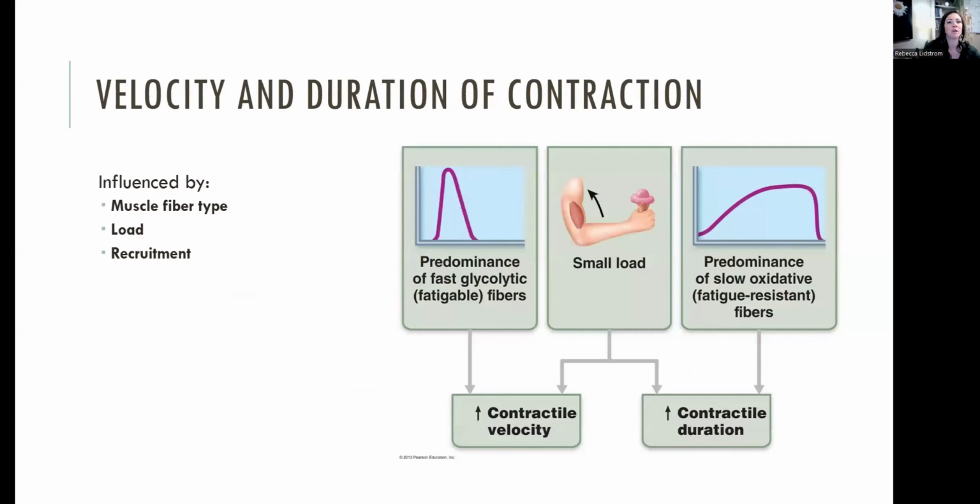Velocity and duration of contraction are influenced by the fiber type, the load, and of course the recruitment that we have. So how we do in the gym, right? If we're lifting a small amount of weight versus a big amount of weight.